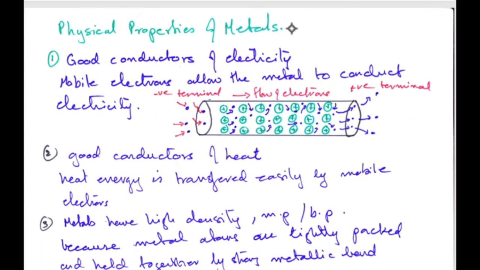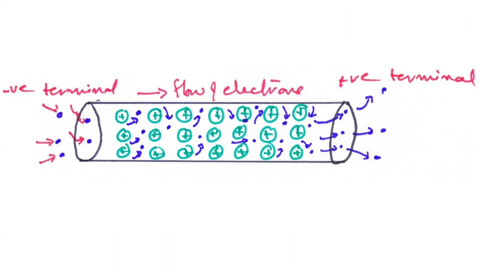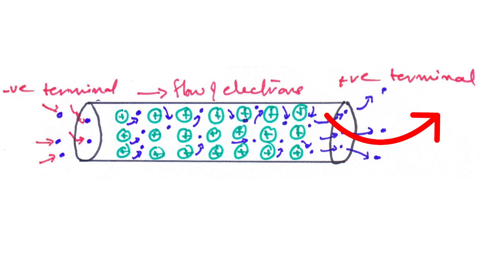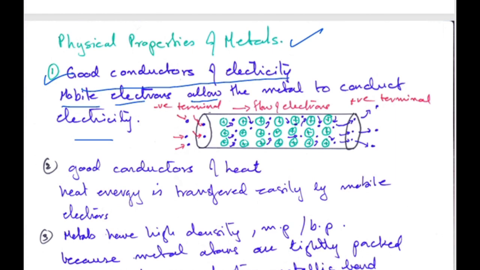Now, physical properties of metals. First of all, they are good conductors of electricity. Mobile electrons allow the metal to conduct electricity. You can see I have drawn a wire over here. When electricity is applied, it is connected to some circuit. From the negative terminal, electrons start entering the wire and they move towards the positive side and leave to the other circuit. This is how the flow of electrons takes place. If there were no electrons in it, it would not conduct electricity. They are also good conductors of heat. Heat energy is transferred easily by mobile electrons.